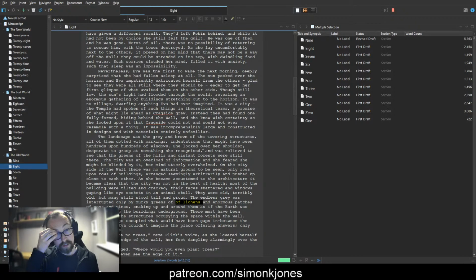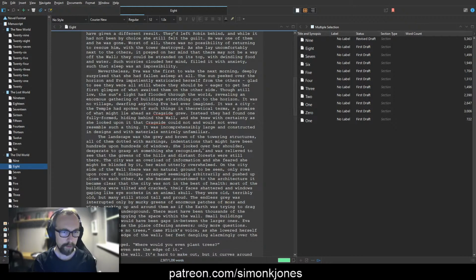Yeah, mentioning lichens, I mean, she's going to be too far away at this point to make out specific details like that. So we'll stick with the moss and the vines.